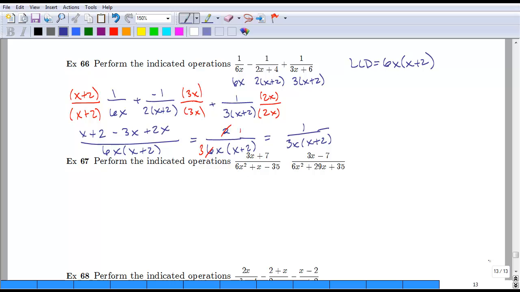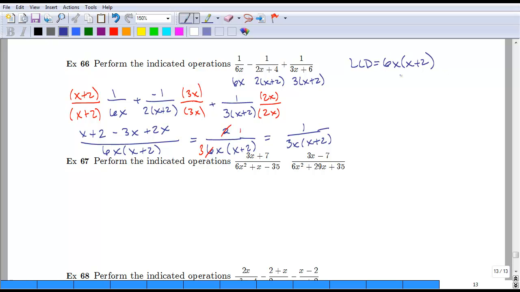So for this example, you should have found that your least common denominator was 6x times the quantity x plus 2. Because when you factored everything out, yes, you had a 6, a 2, and a 3, which the least common denominator amongst those would be 6, and then you have an x and an x plus 2.